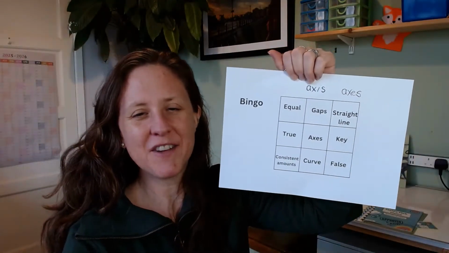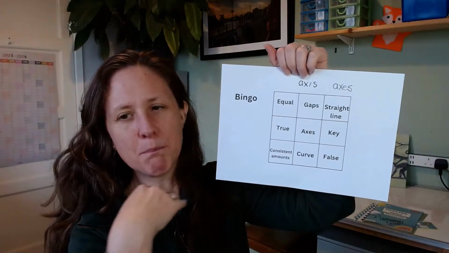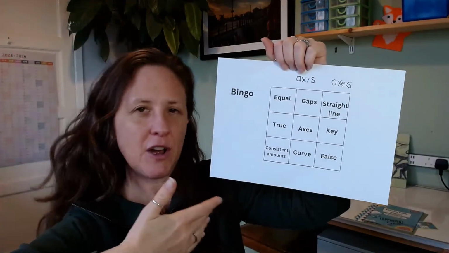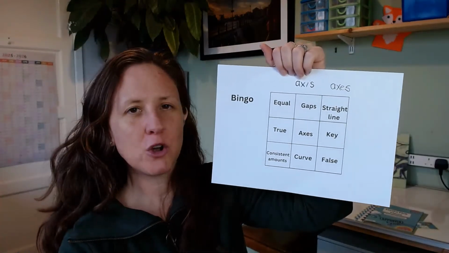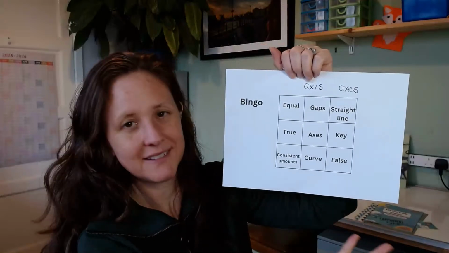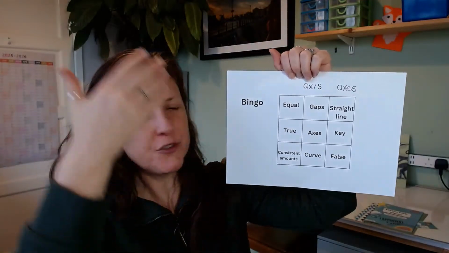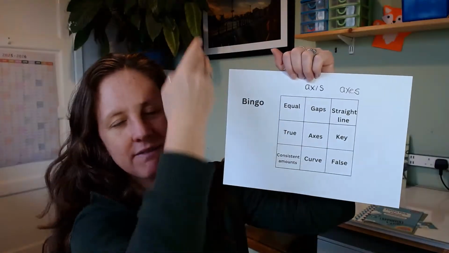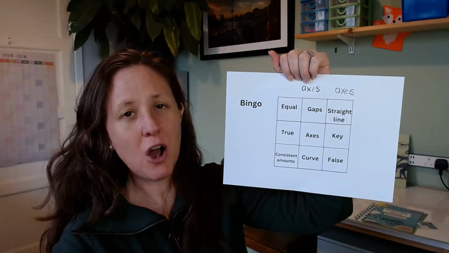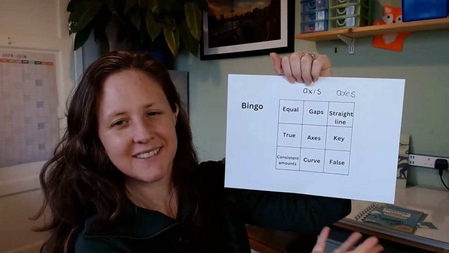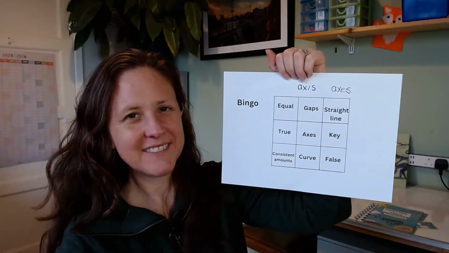Question 5. The straight lines at the bottom and the left of a bar chart are called the. Choose a word to end that sentence. The straight lines at the bottom and the left of a bar chart are called the something.